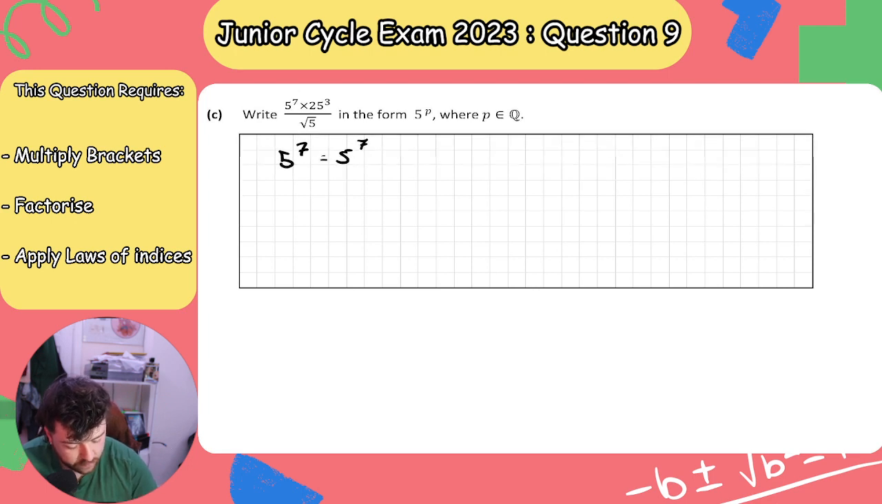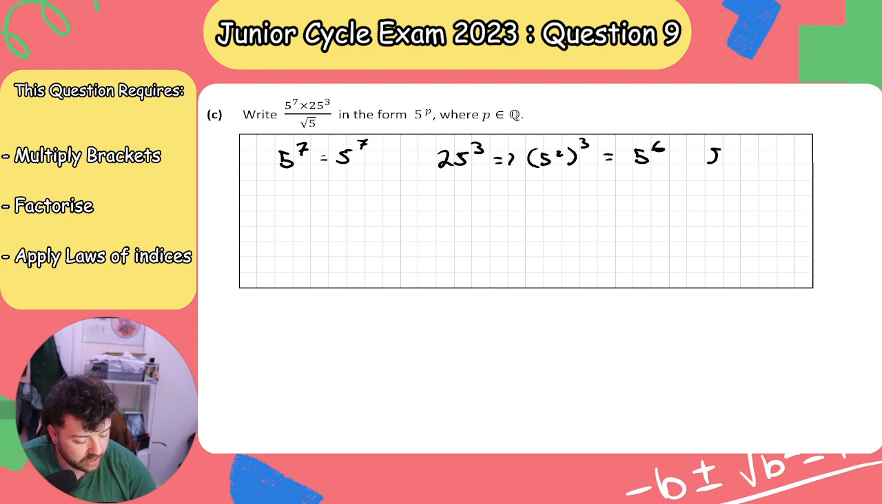25 to the power of 3, I need to change that to the base 5. So 25 is equal to 5 squared. And that is all going to be to the power of 3. And if I have a power to a power, I multiply the powers. So 2 times 3, that's going to be equal to 5 to the power of 6.